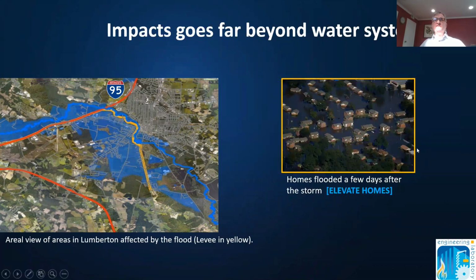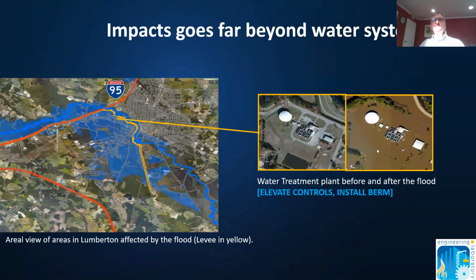Homes were flooded, many homes were flooded, and as the floodwaters rose, had they had mitigation measures in place, for example, had they been built to a higher standard with respect to the elevation of the first floor of the home, that would have helped the situation. The treatment plant, had certain control systems been elevated, or as FEMA recommended after, had they built a berm around the water treatment plant, it could have held on to the capability of at least the treatment plant, rather than relying on those portable treatment plants.